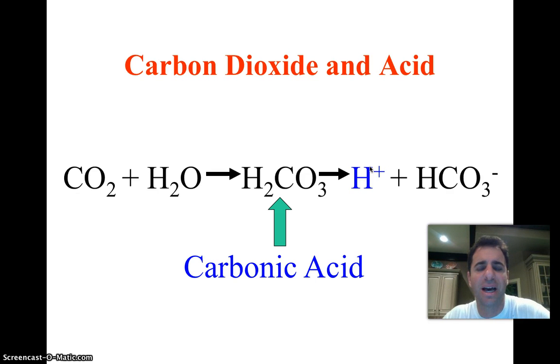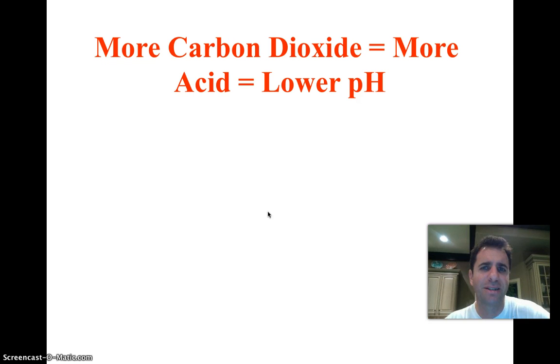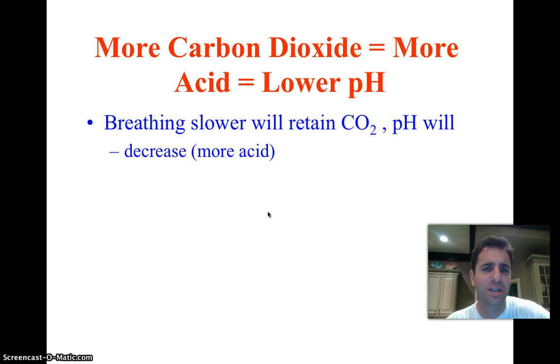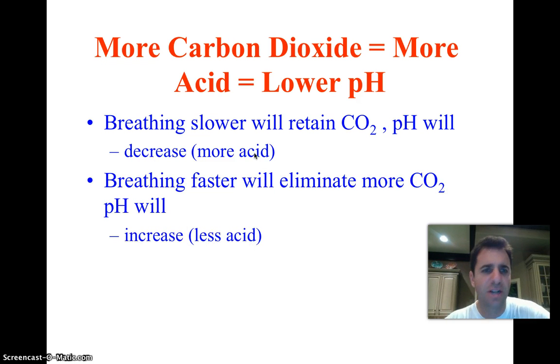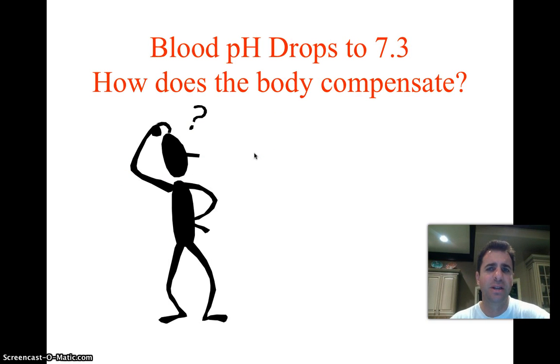And the more hydrogen ions it gives off, the more acidic it's going to be. So carbonic acid is a weak acid, but it's an acid. So as it builds up, it lowers the pH or makes your bloodstream more and more acidic. Okay, so more carbon dioxide equals more acid and thus a lower pH. If you breathe slower, you're going to retain more CO2 and your pH will decrease, or more acid. In contrast, if you breathe faster, you will eliminate more CO2 and your pH will increase, or if you like, less acid.